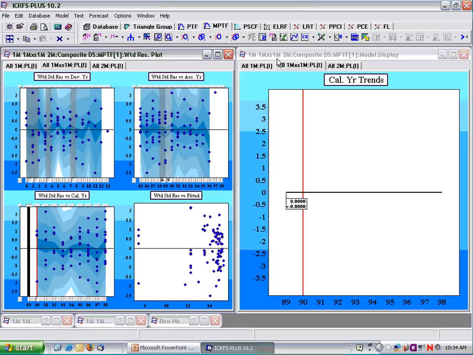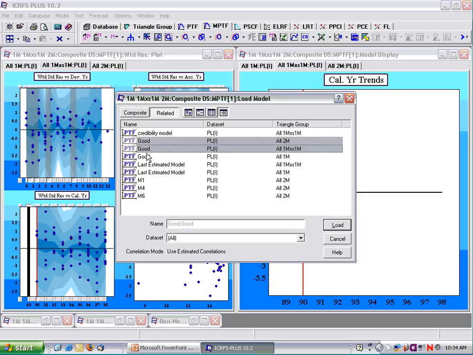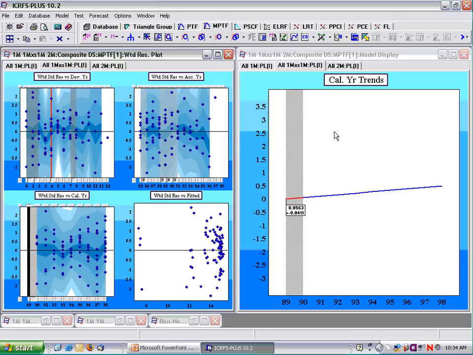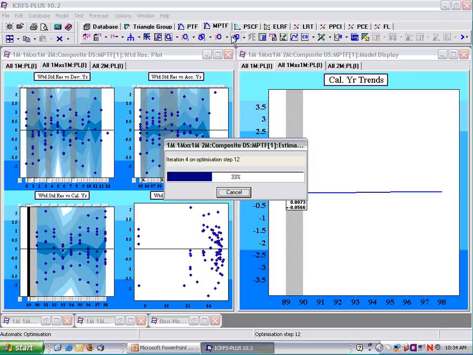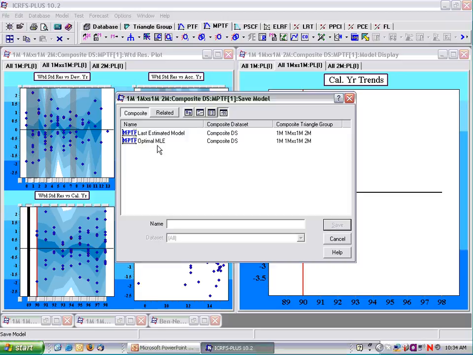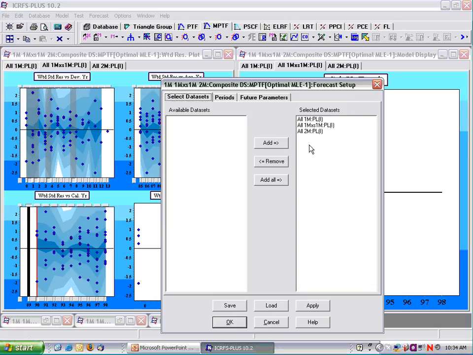Okay, so now let's just start again, just to make sure we haven't done anything. So we load the independent models. Now we reinstate parameters, and we optimize and save that as our optimal model. Okay. If we now do the forecasting, but let's suppose we only forecast for the 1Mxs1M, and now we will also get a forecast of the aggregate, which is really a forecast for 2M. So let's do it this way first.